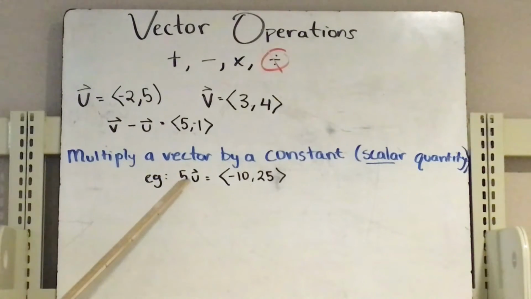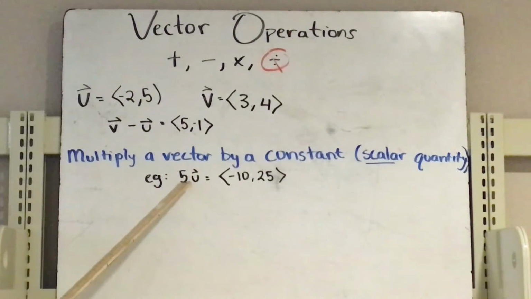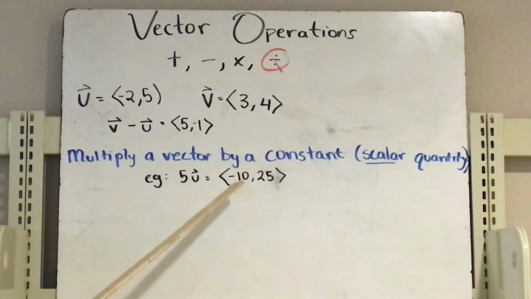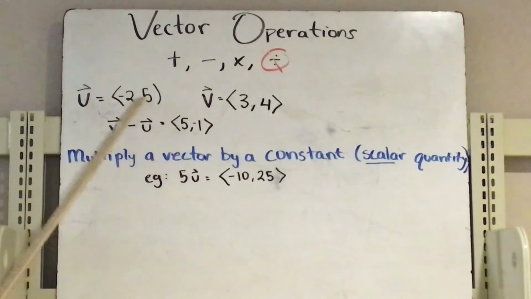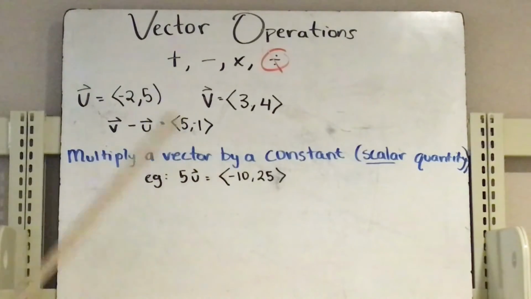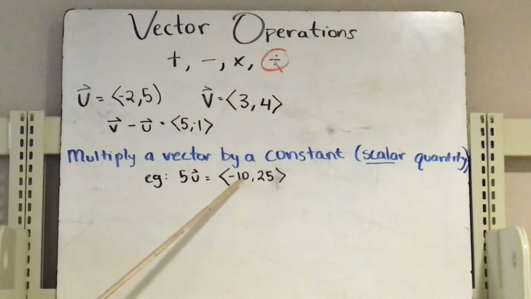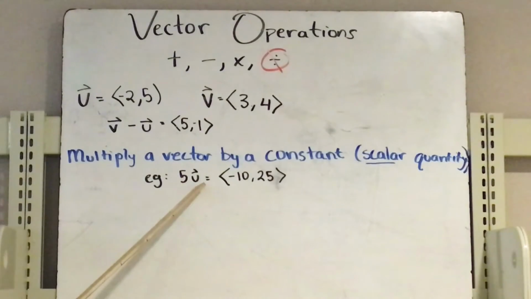For example, let's multiply vector u by the scalar quantity of 5. What that would look like is really simple. You just multiply the x and y components by that constant, by 5. We have negative 2, 5 here as the original u vector, so let's multiply by 5. Negative 2 times 5 is negative 10. 5 times 5 is 25. And that's how we get 5 vector u.